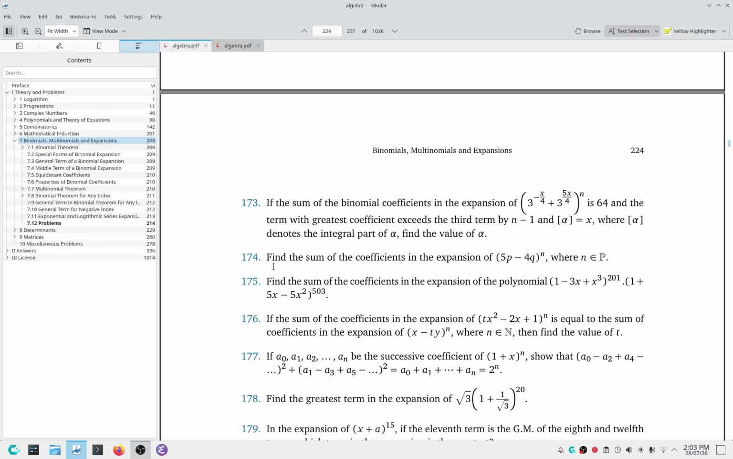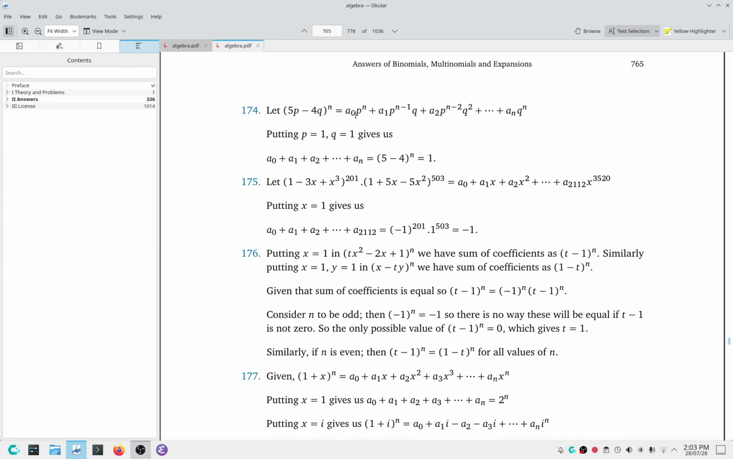Question 174 says that find the sum of coefficients in the expansion of (5p minus 4q) to the power n, where n is in the set of positive integers. So we let the coefficients be a0, a1, a2, up to an. We substitute p is equal to 1, q is equal to 1. We get a0 plus a1 plus a2 up to an is equal to (5 minus 4) to the power n, which is equal to 1.